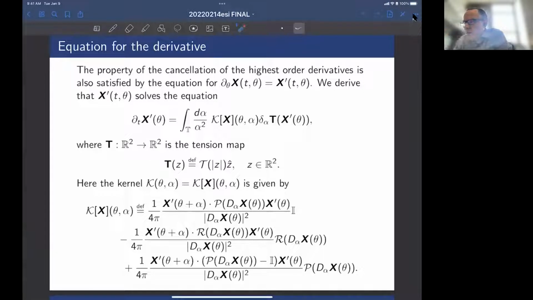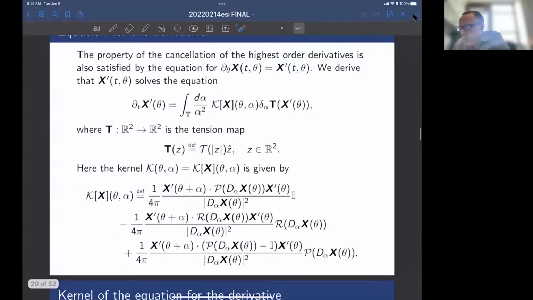And then, amazingly, this property of cancellation of the highest order derivatives is also satisfied by the equation for the derivative of x. So if you take partial theta of x and you express that as x prime, then doing a lot of calculation, at the end of the day you get an equation for x prime, and it's right here. So dt of x prime is d alpha over alpha squared times some vector kernel times delta alpha, the derivative of the tension of x prime, where bold-faced t maps R2 to R2, and it's the tension map, which is the tension t of the absolute value of z times the unit vector z, which we're calling z hat here. And here this kernel is a complicated matrix expression that I've written here. I won't read it to you yet because I can show you more about it on the next slide.